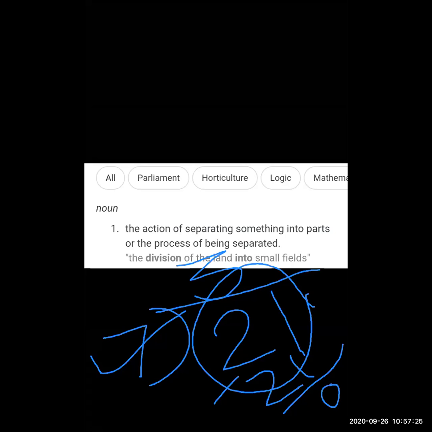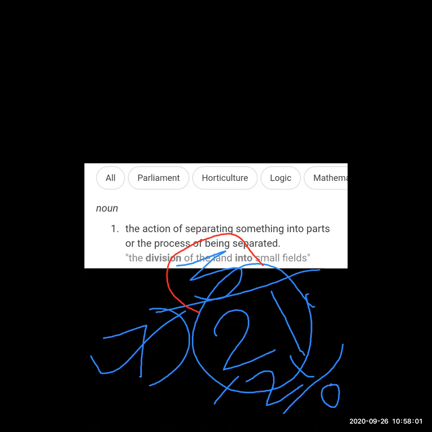So, how many students are there? 7 students are there, and in total 21 chocolates are there. So you will get the number for each child. How many chocolates will each child get? Give me the response in the chat box. For each child, how many chocolates? Yes, absolutely correct. Total 3 chocolates will each child get.